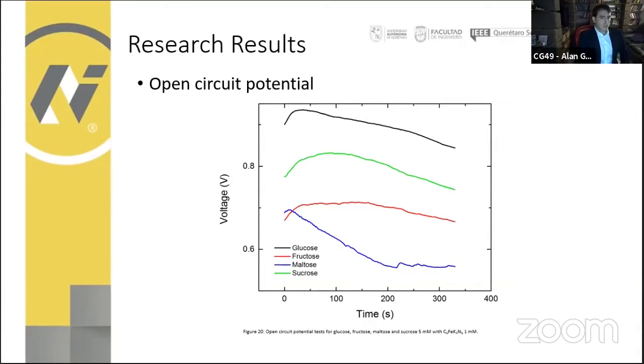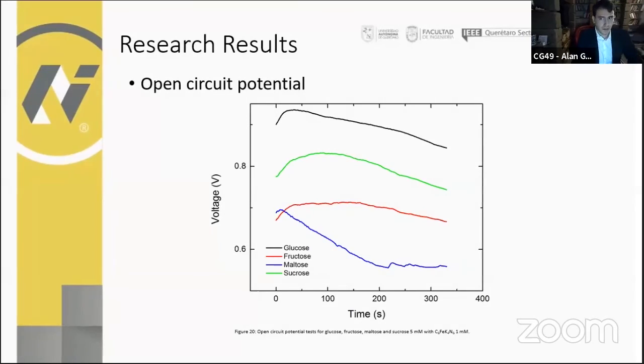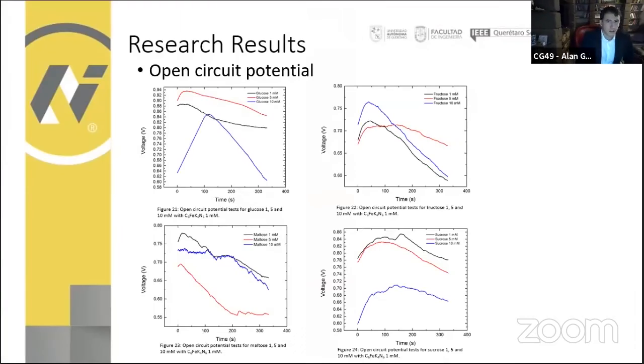For open circuit potential, we can see here we obtain decent values for each of our 4 different carbohydrates. These values are seen better in these different graphs. In all of our different tests with the different carbohydrates, we obtained a value that was up to 0.75 volts, which is a decent value compared to the values reported in the literature.